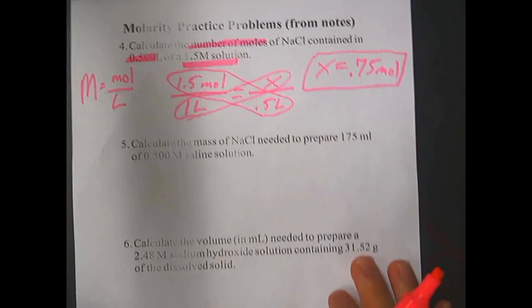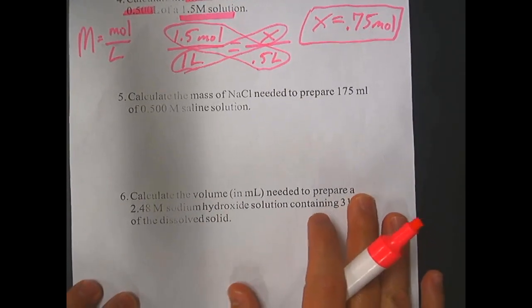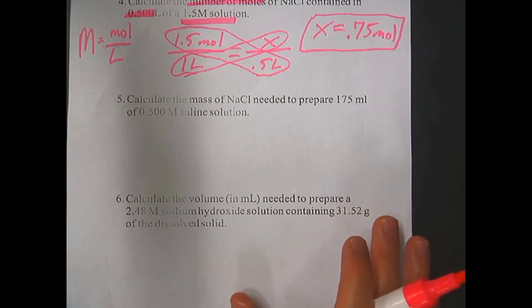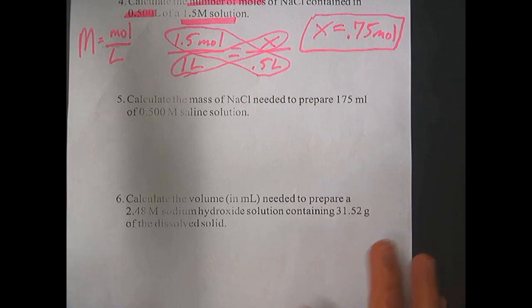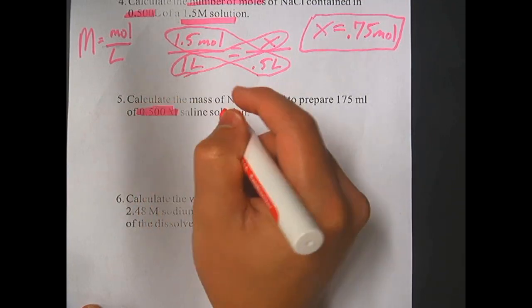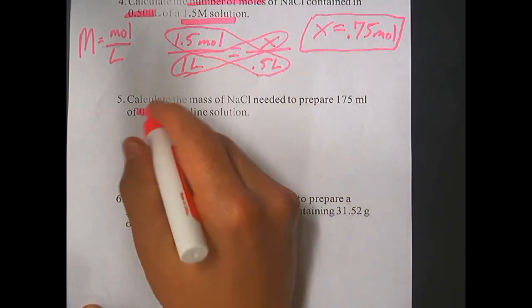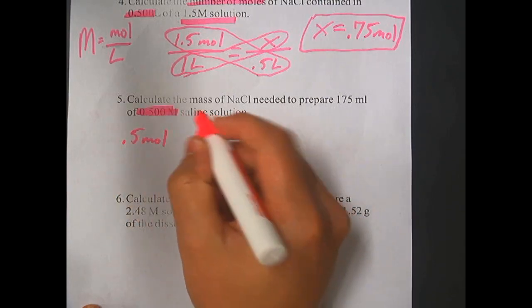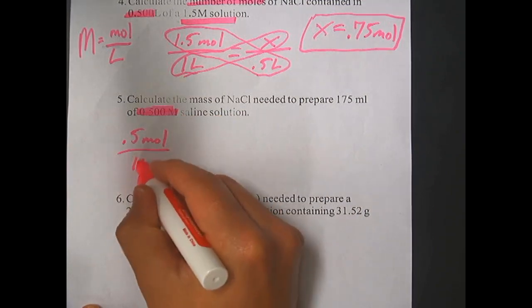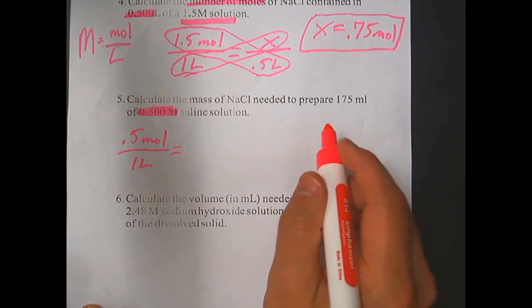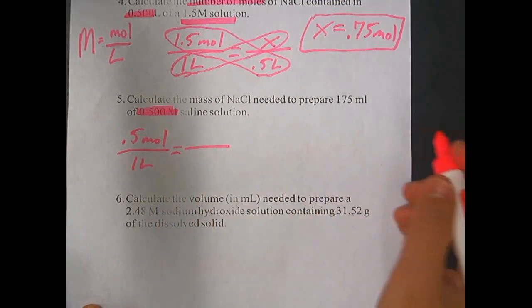All right, let's look at the next one. This one says calculate the mass of NaCl needed to prepare 175 milliliters of a 0.5 molar saline solution. All right, so here's our given molarity. So I'm going to write that as a fraction. 0.5 molar is 0.5 moles over 1 liter. Now I'm going to set it equal to a second fraction.